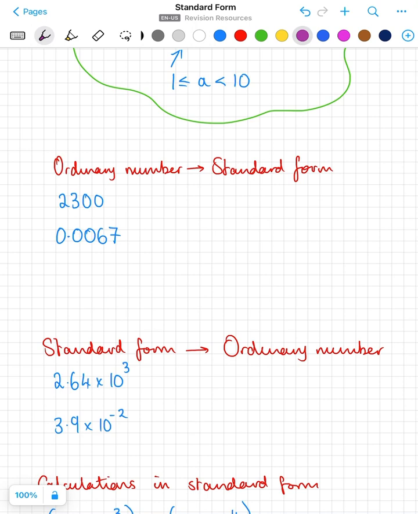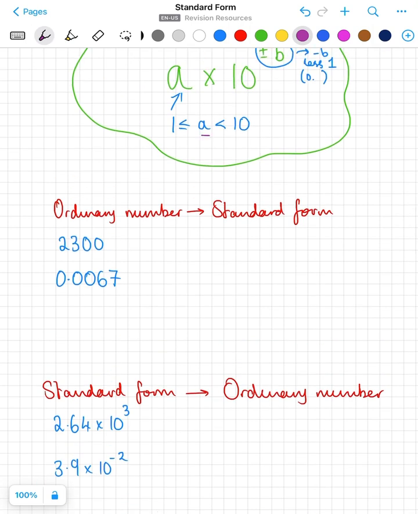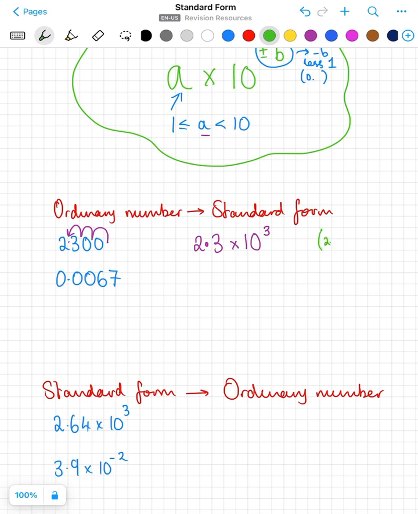Starting with 2,300. First we need to decide where our decimal place is going so that our value for a is greater than 1 but less than 10. So our decimal needs to go between the 2 and the 3. So that's 2.3 times 10 to the power of. How many jumps did we need to get our decimal place there? That is 3. What this actually means is we would be doing 2.3 times 10 to the power of 3. 10 to the power of 3 is 1,000. So that's 2.3 times 1,000, which is 2,300.